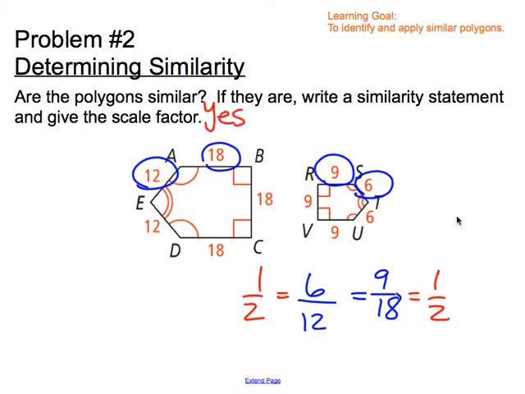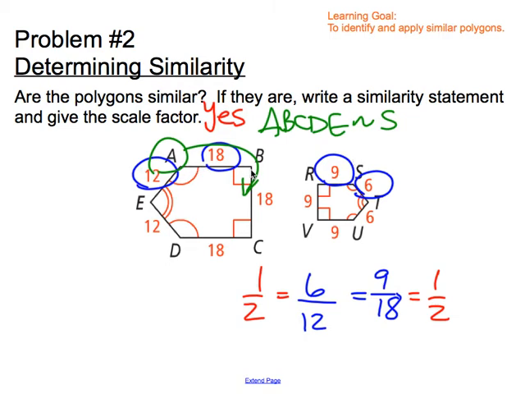So in this case, we have to write a similarity statement. We can start with any letter we want, so here I'll start with A, and I need a direction, so I'll go around this figure A, B, C, D, E. So I have to pick one of the letters in this figure, which is the same as A. In this case, I'll choose S. We could have also chosen U.